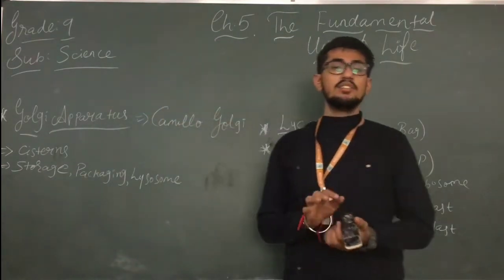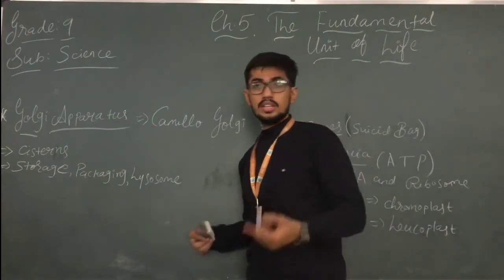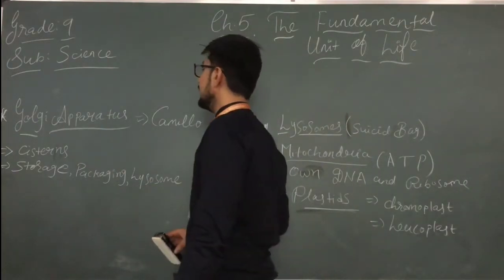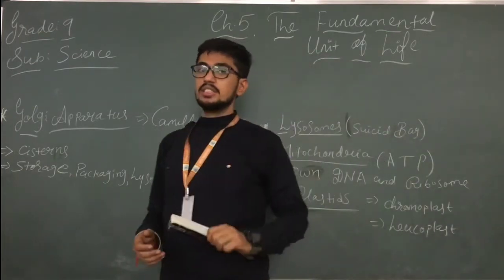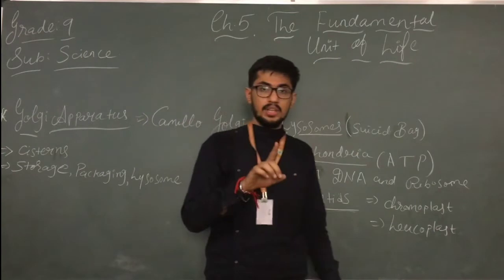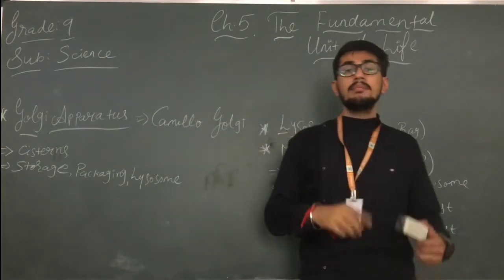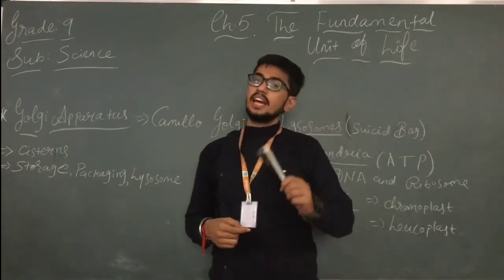We have seen a lot of things about ER. In this video, as I said, we are going to see 4 more organelles. The first one is the Golgi apparatus. Now, what is the Golgi apparatus? As I discussed in our last video, the endoplasmic reticulum makes the protein and fat.